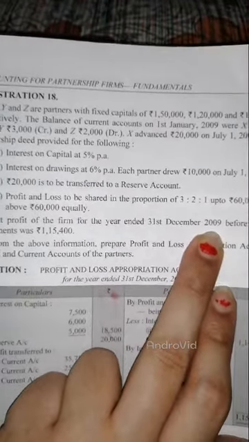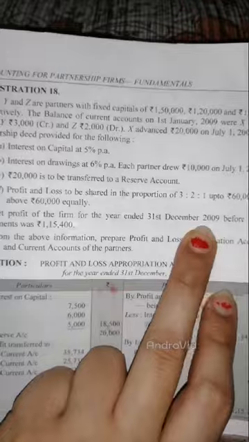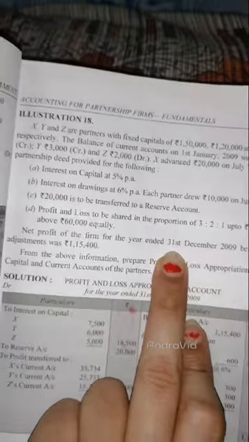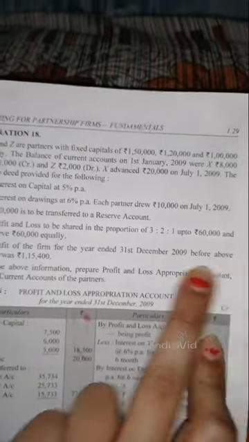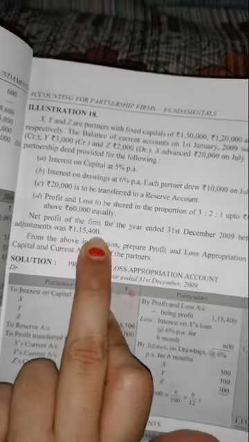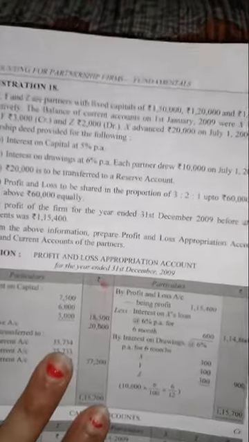Normally the accounting period is from 1st April to 31st March. Here it is given that the accounting period is from 1st January to 31st December. Before the above adjustments were made, none of the adjustments had been made in their accounts. The profit is 1,15,400. Now make the profit and loss appropriation account, capital account and current account of the partners.